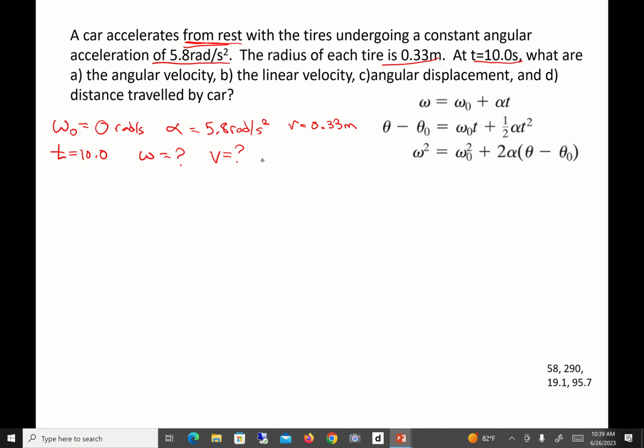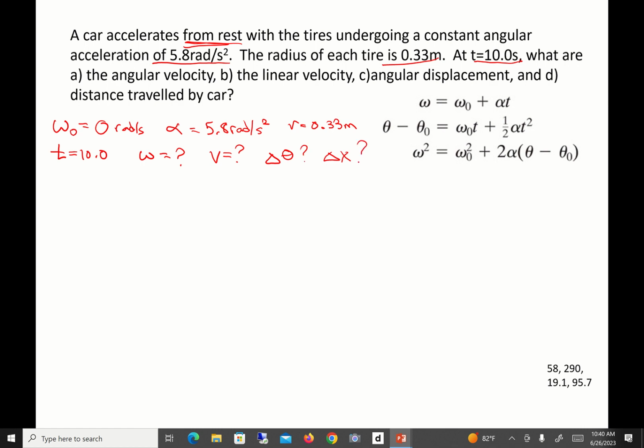Okay, let's try it again. The angular displacement, delta theta, and the distance traveled by the car, which is delta x. So those are the four things we're trying to find.